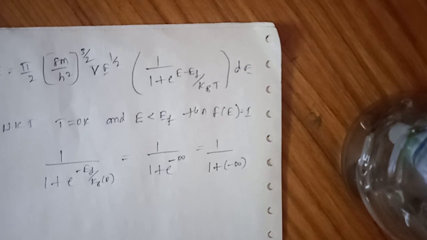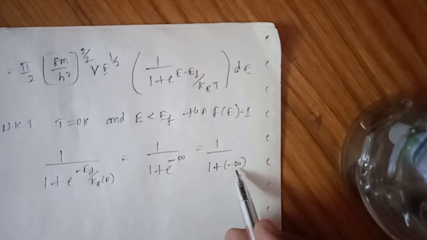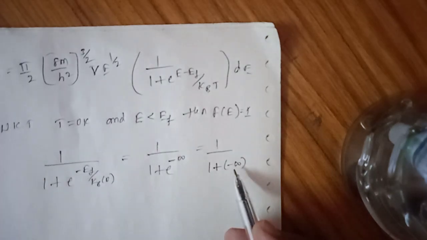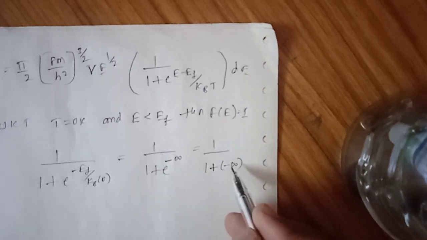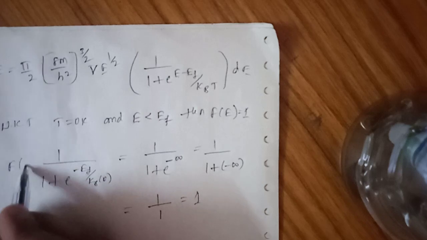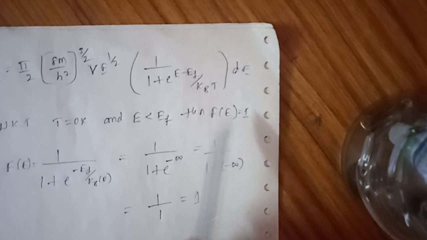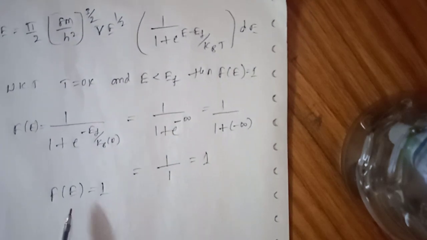Then this minus infinity is a very small quantity compared to 1, so you can ignore this exponential term. So this leads to 1 over 1, which is equal to 1. So this is the probability deciding factor, F of E equal to 1. Earlier we showed F of E is equal to 1 when the condition is E is less than EF. So of course we got the Fermi factor F of E equal to 1.